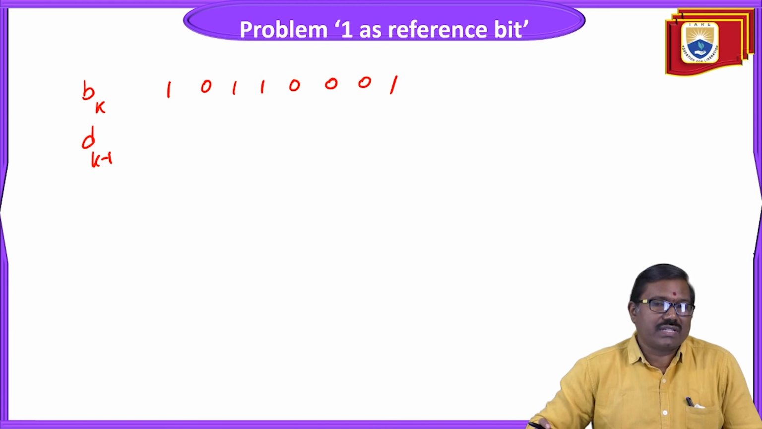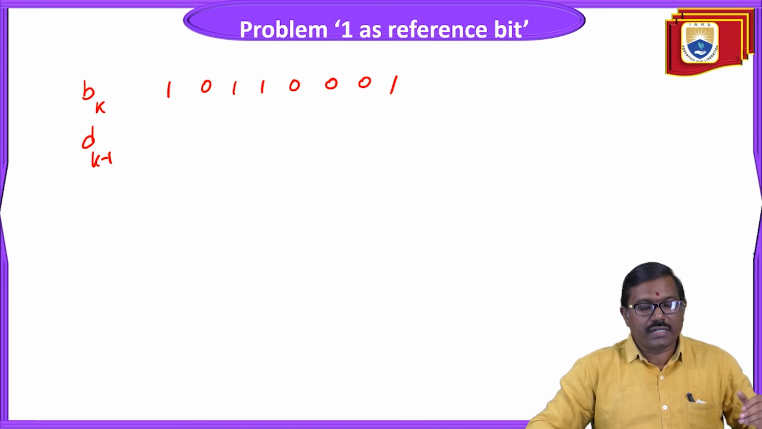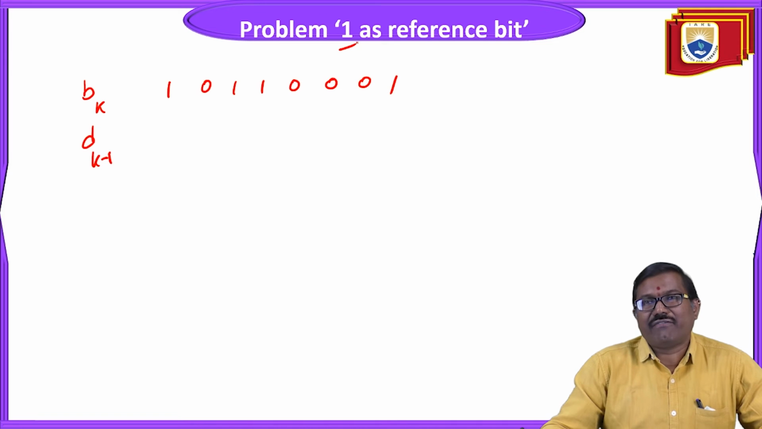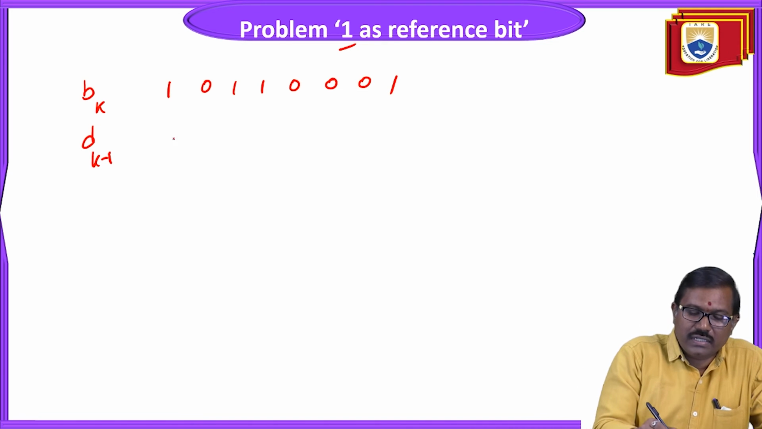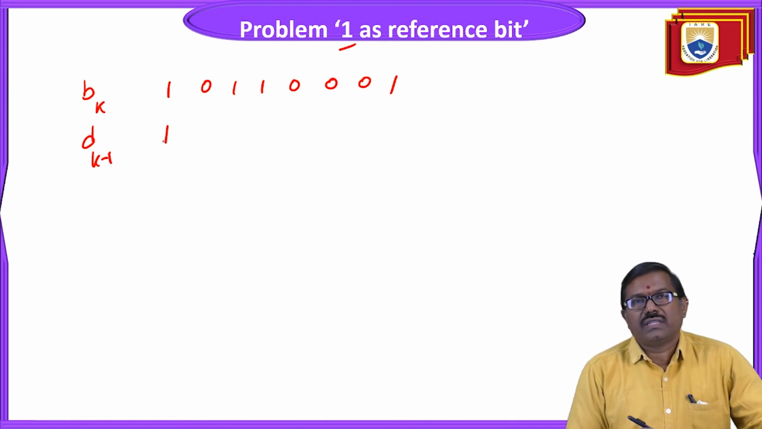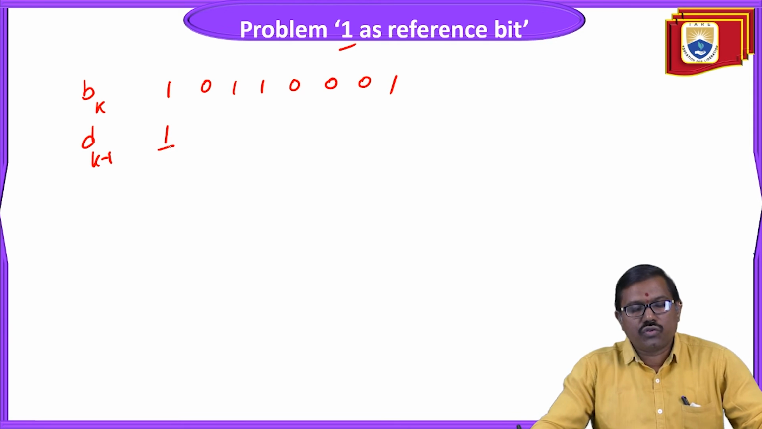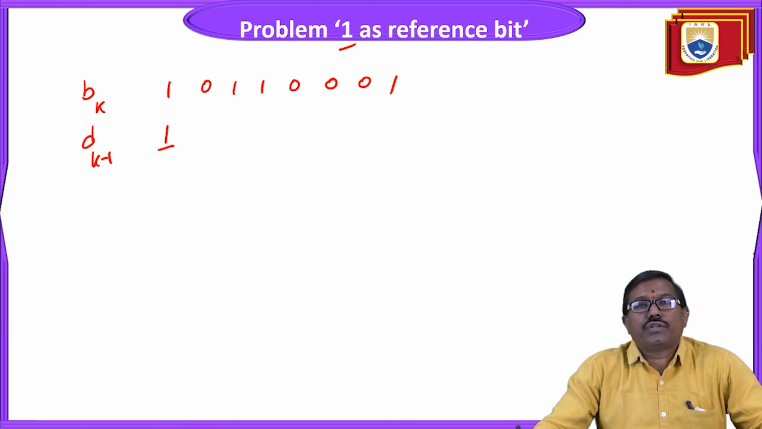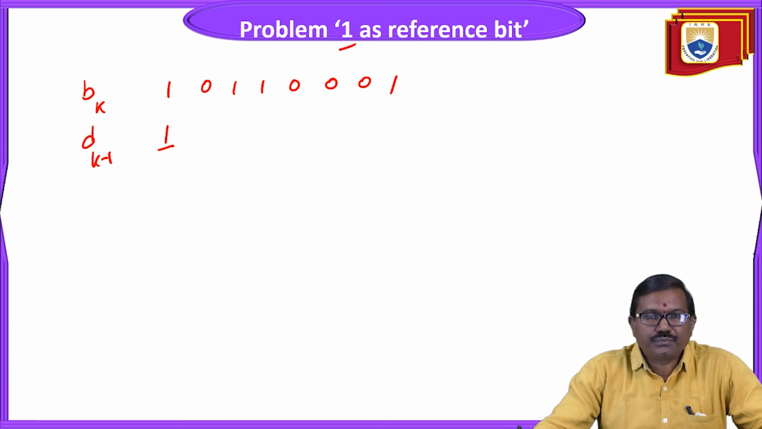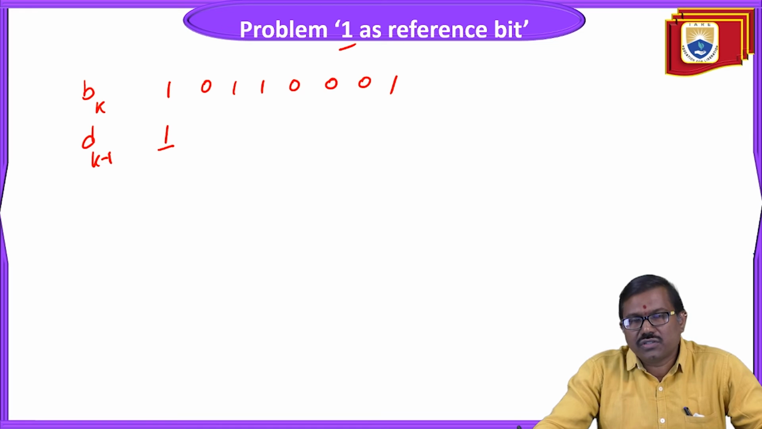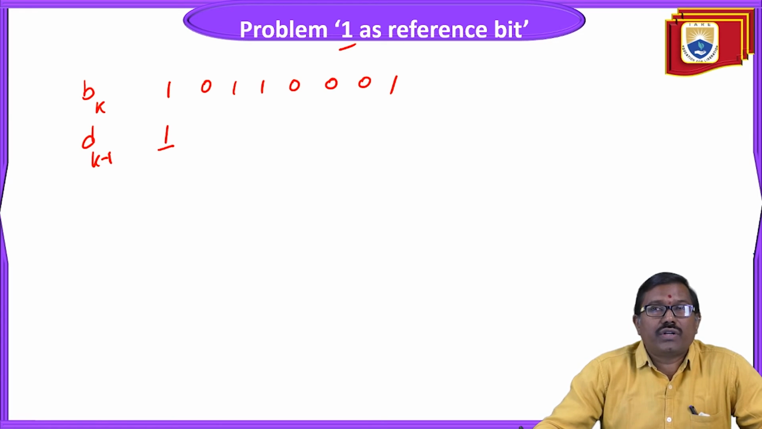differentially encoded sequence. Okay, so how do we generate it? Here, 1 is given as the reference bit. So first I take a 1. This is the reference bit. From this reference bit, I am going to start producing DK minus 1. There is a simple procedure to produce this DK minus 1, the previous differentially encoded sequence.